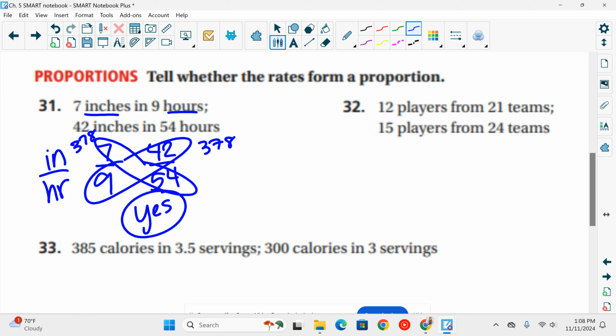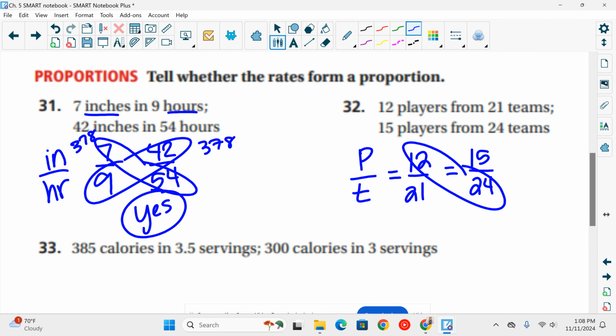This one I've got players to teams. So I've got 12 players to 21 teams. And I've got 15 players to 24 teams. I can do cross products of 12 times 24 and get 288. And 21 times 15, I get 315. Are those proportional? No.